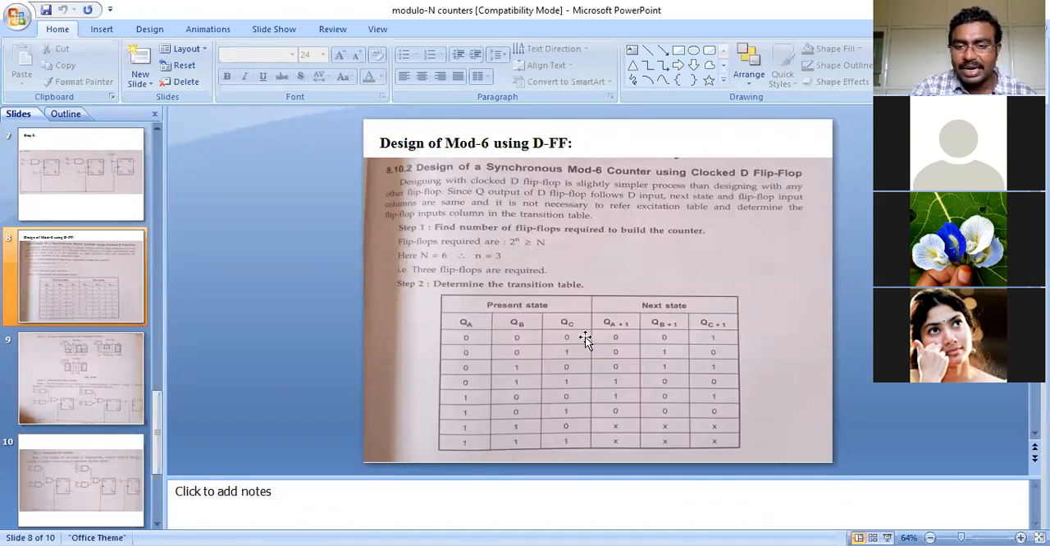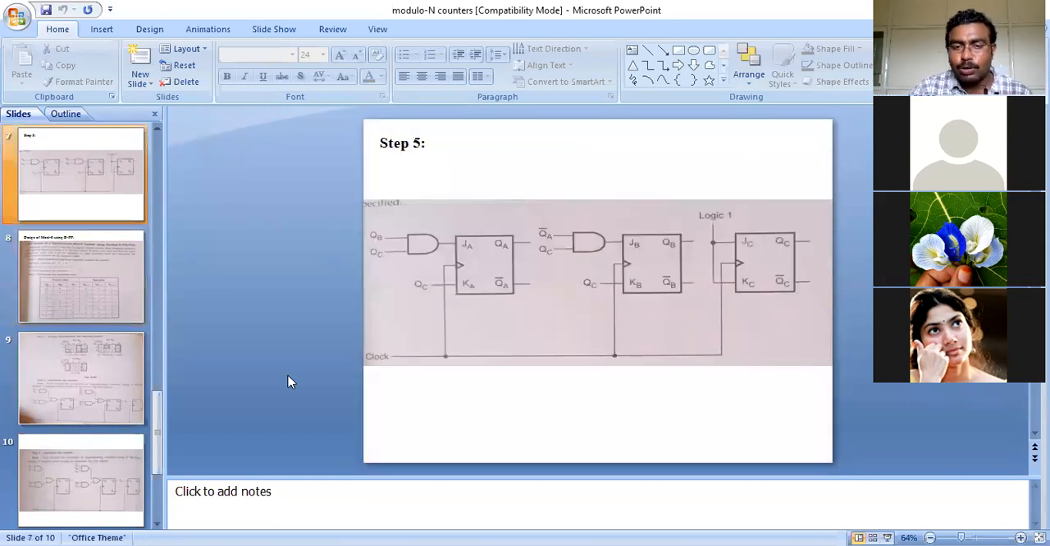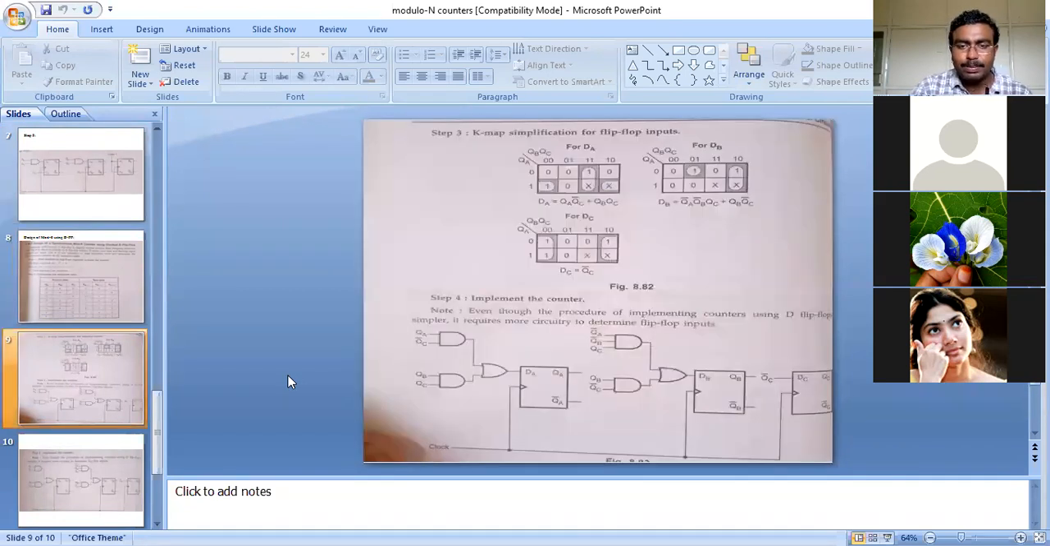What is your present state? Your next state will be the same. Present state and next state will always be the same here. So whatever input you are giving, you can directly take that as the output. If you find your present state and next state, that is more than enough here. Then we can directly go for K-map simplification in the D flip-flop design.